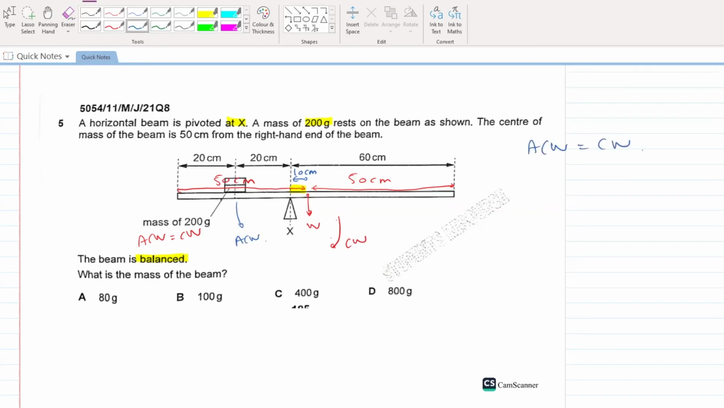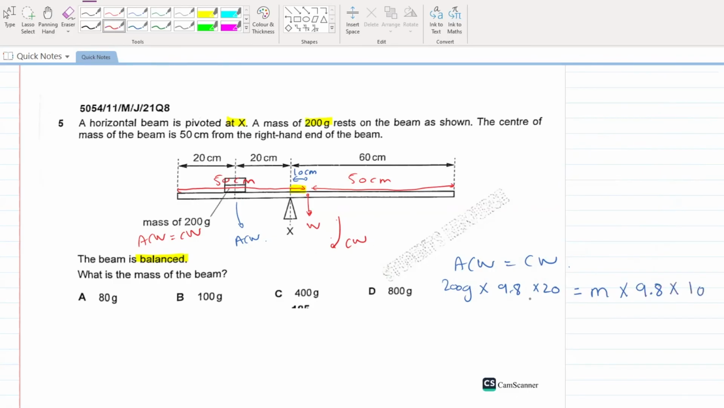For anti-clockwise moment, what is your mass? 200 grams into the value of g, that is 9.81. That will give you your weight multiplied by the distance from the pivot, that is 20, is equal to the clockwise moments. What can you do here? Clockwise moments are equal to weight, which can be broken down into mass multiplied by the gravitational field strength, that is 9.8. What is the distance? 10.